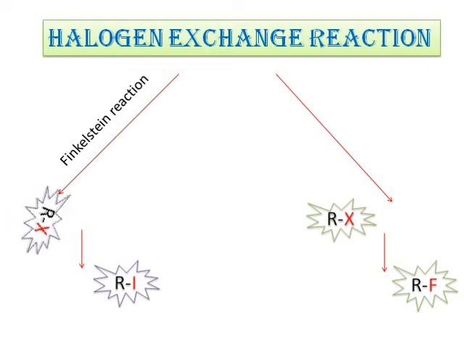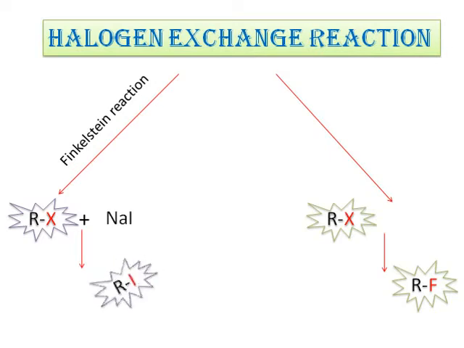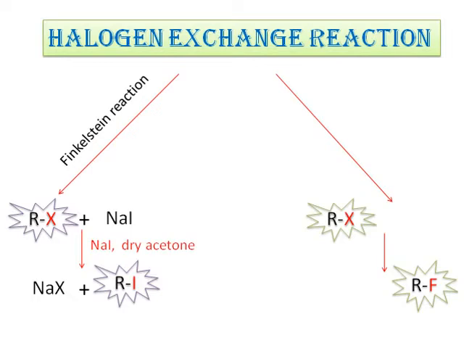In this reaction, alkyl halide will react with sodium iodide and produce alkyl iodide and sodium halide, in the presence of sodium iodide and dry acetone. And another example is the Schwarz reaction. It is also a halogen exchange reaction, but in this reaction alkyl halide reacts with silver fluoride salt to produce alkyl fluoride.